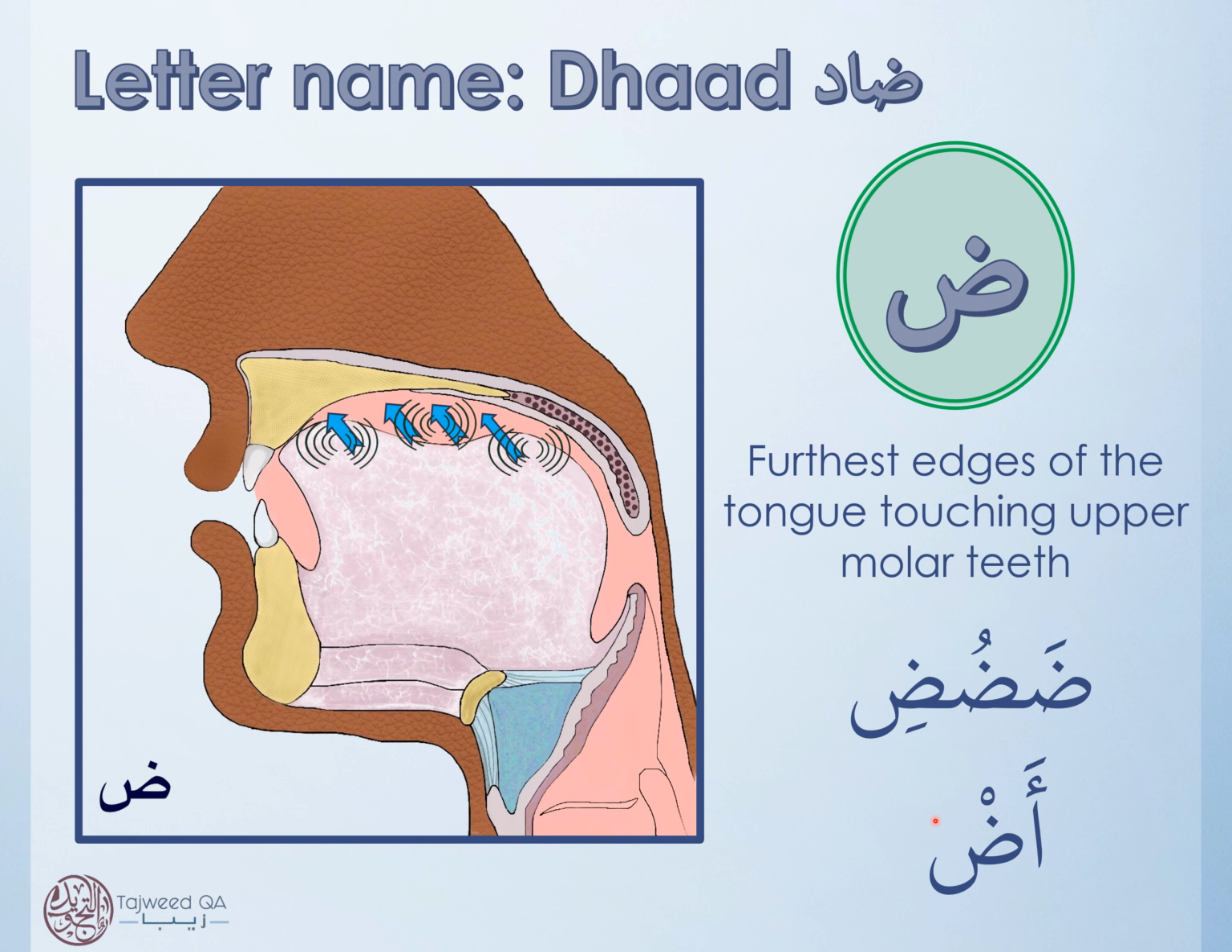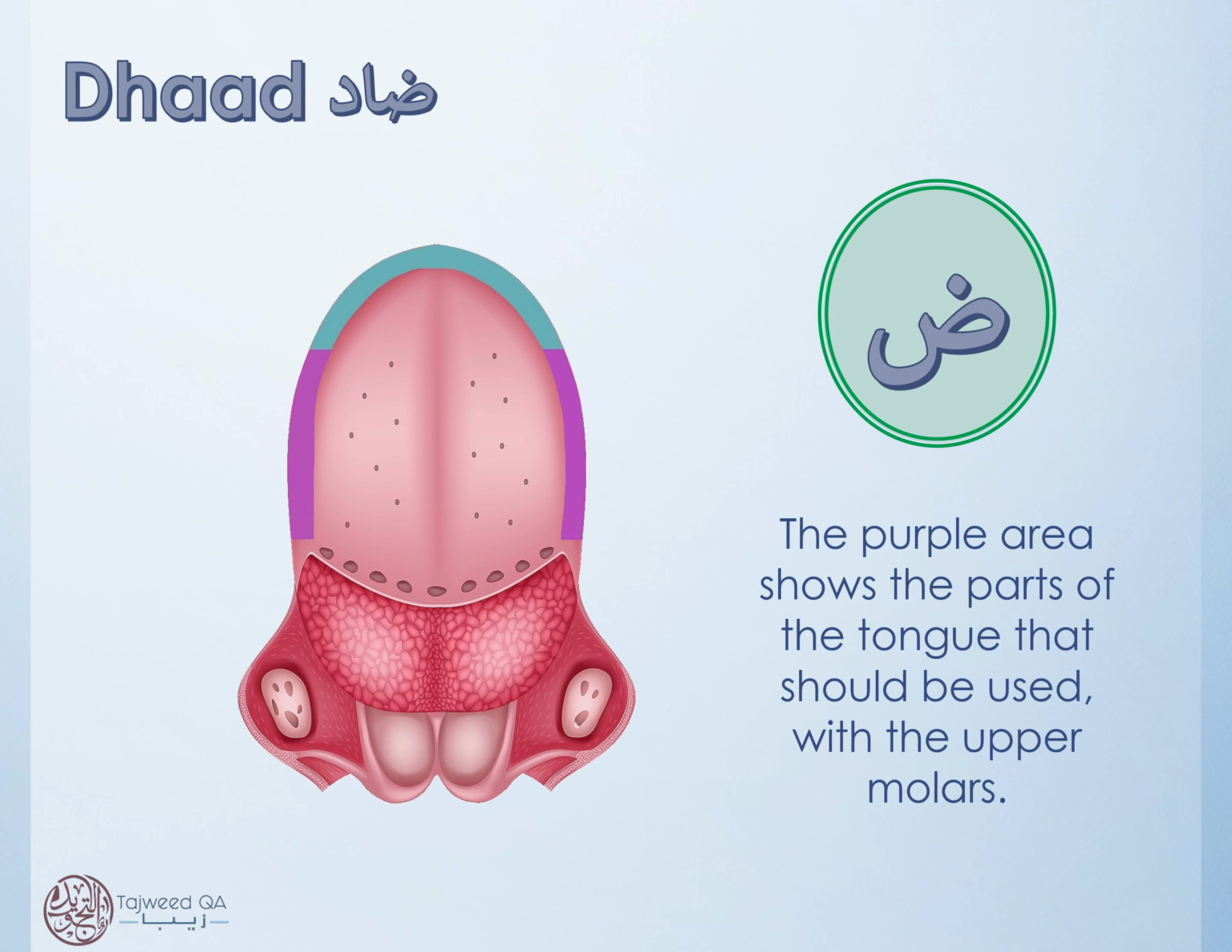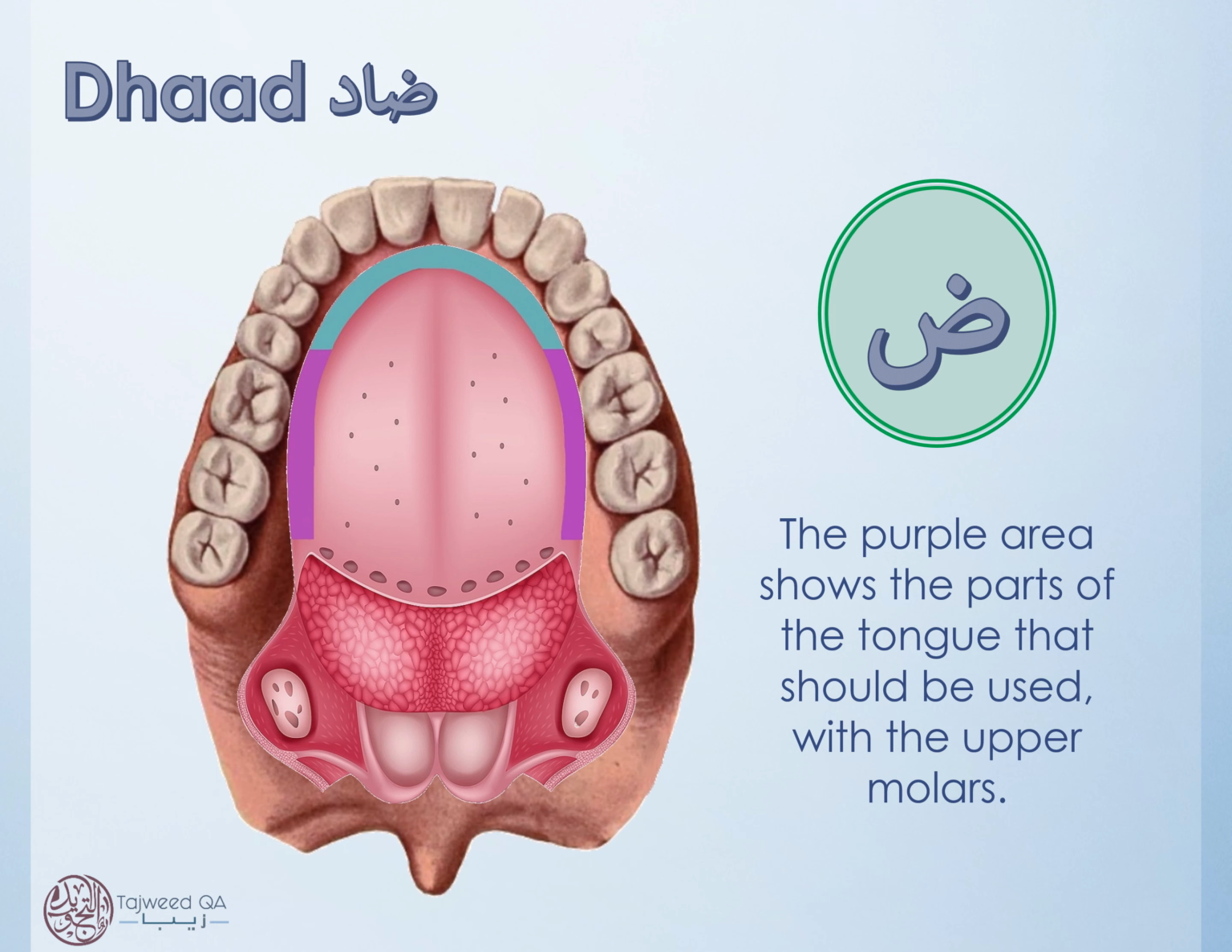So you'll hear certain characteristics which we will discuss in further lessons, inshallah. In this slide we can see the area which is used for the letter Dad. The purple area is where the pressure is built up. You have to start on the furthest point of the tongue in your mouth, adjacent to the upper molar teeth, until you reach the front of the mouth, the front area of the tongue.